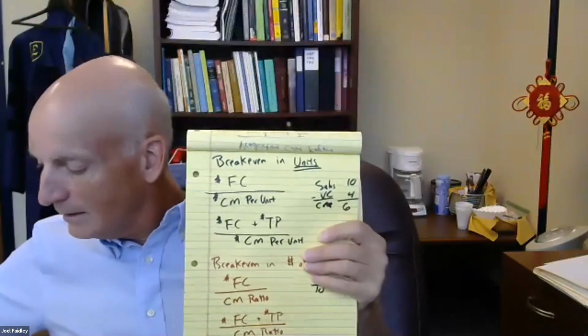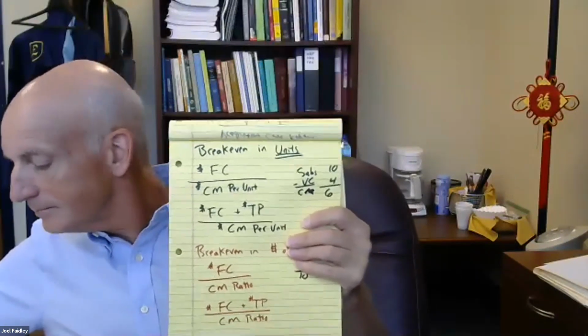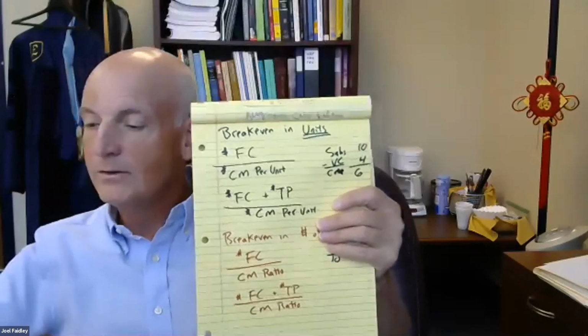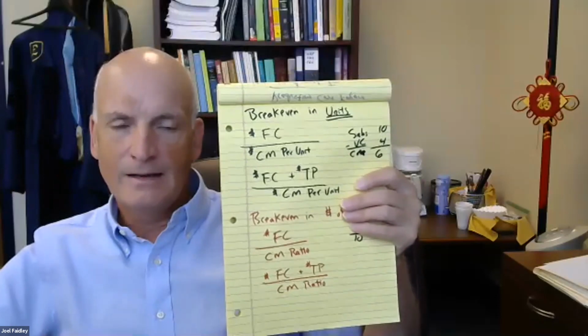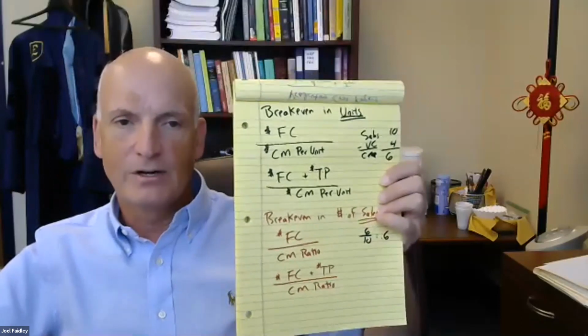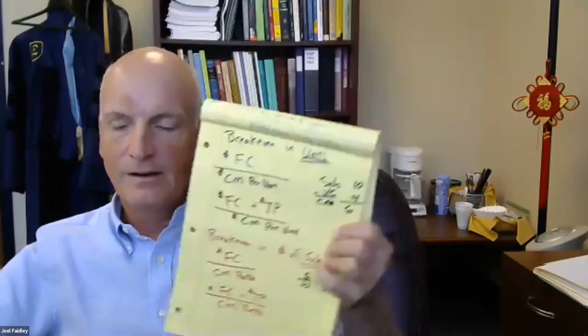$100,000 divided by 0.6 is $166,667. That's what my break even in sales dollars is. All right, so that's kind of a brief overview for this chapter. So let's go ahead and look at the exercises here. Let me see if I can share that screen.